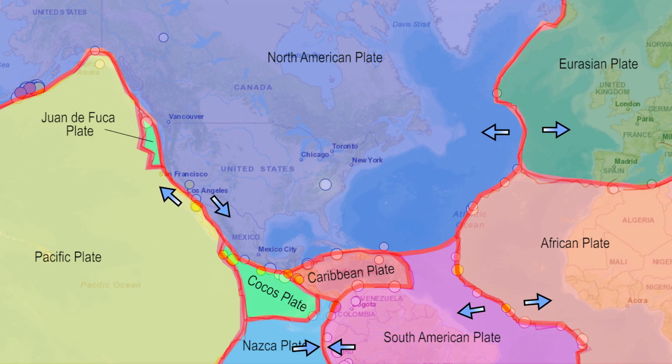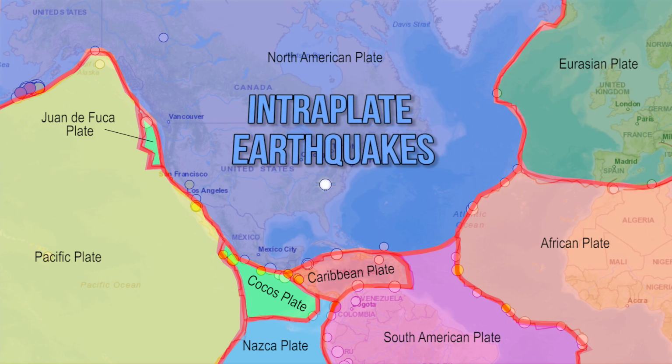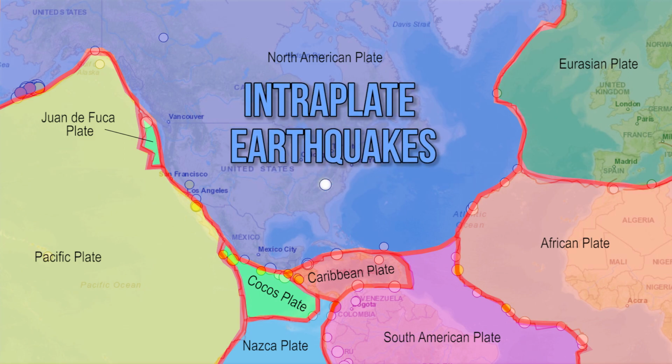But you may have noticed this dot right in the middle of the eastern United States. This is the Sparta earthquake, and it's thousands of miles away from the nearest plate margin. So why on earth are we seeing an earthquake here? Geoscientists call these events intraplate earthquakes, and what causes them can sometimes be quite the mystery.